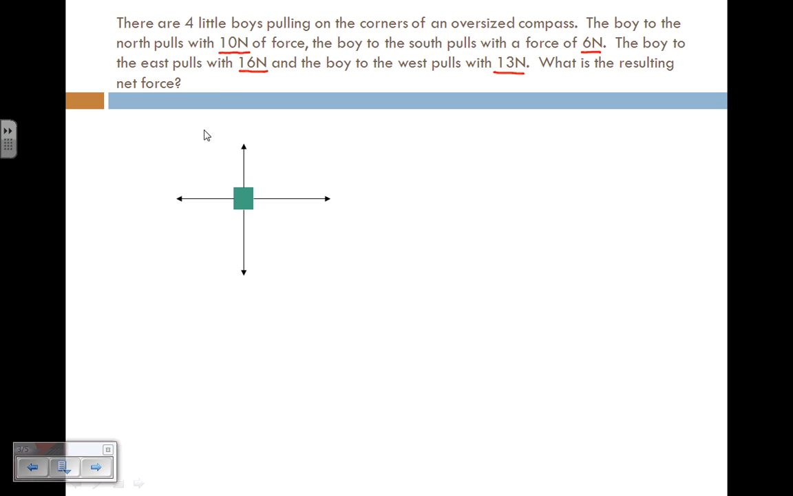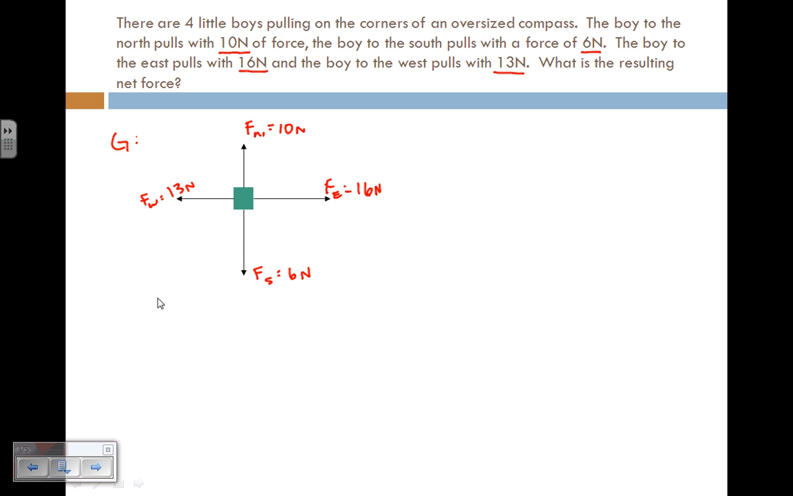So if we were to fill these in, this would be our given information right here. The force to the north would be equal to 10 newtons. The force to the east is equal to 16 newtons. The force to the south is equal to 6 newtons. And the force to the west is equal to 13 newtons.